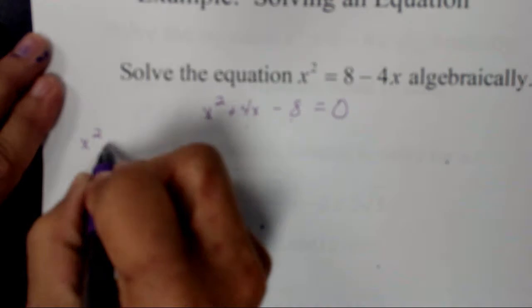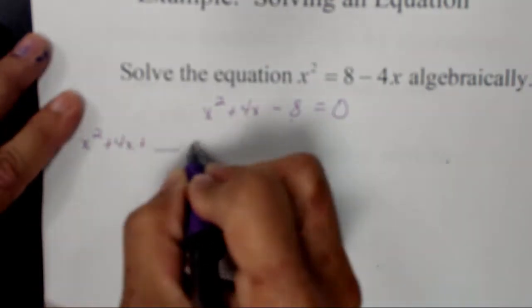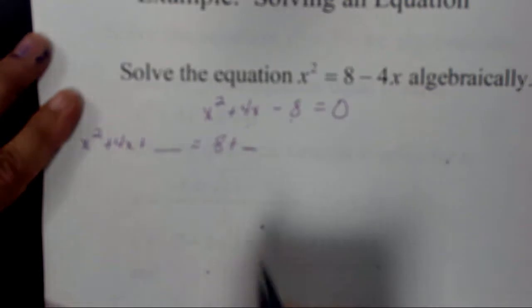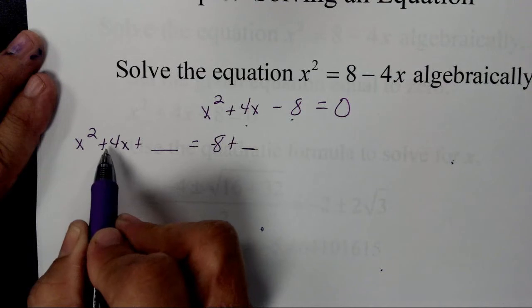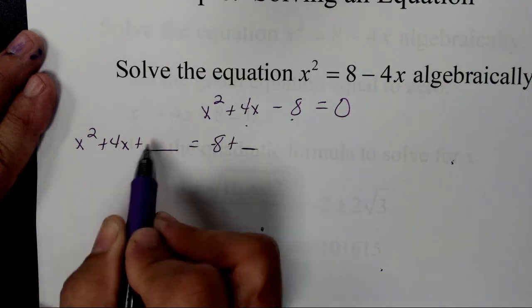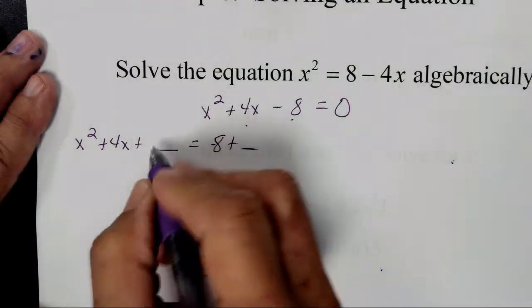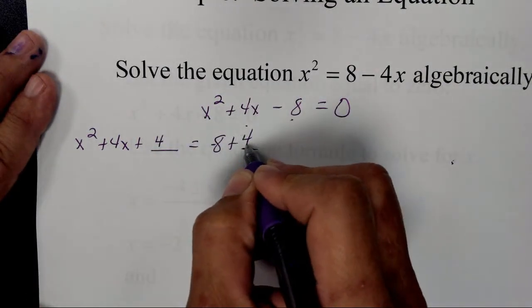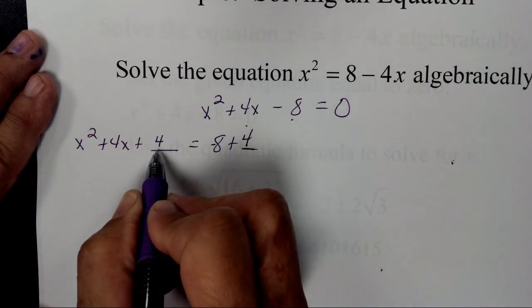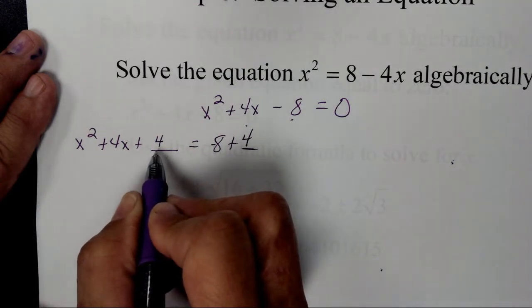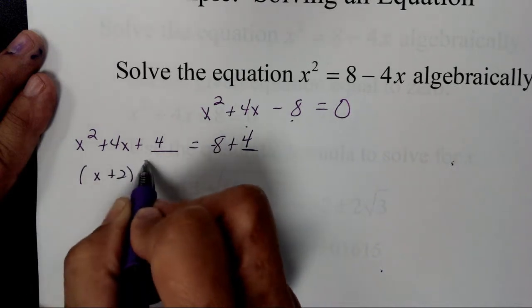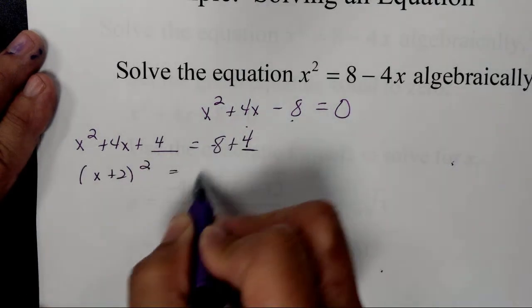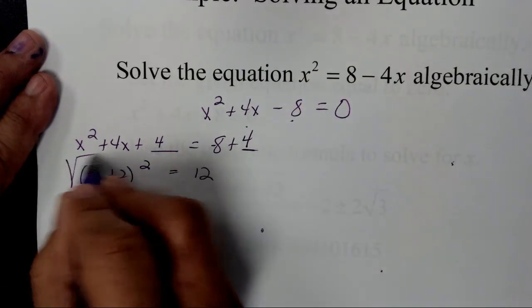I would have done x squared plus 4x plus some number equals the 8 plus that same number. How do we find this magic number? We do what to this? Take half and square. So half of 4 is 2, and 2 squared is 4. By doing that, we've made this what we call a perfect square trinomial. And all a perfect square trinomial means is it's the same factor times itself. So what multiplies to 4 and adds to 4? 2 and 2. So I can write that as x plus 2 squared. That's a 12. Then we go back to square root property.